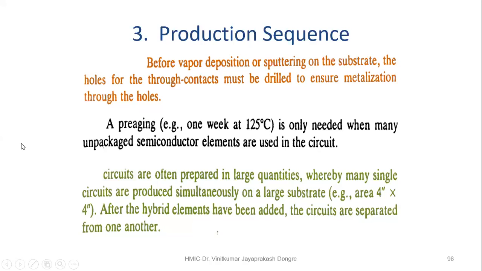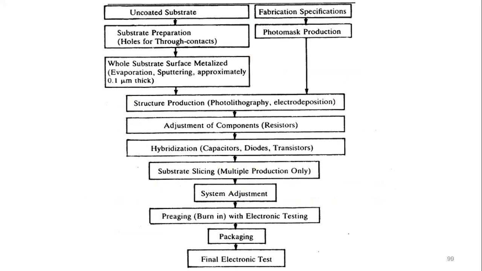Okay, so the main thing is that it is a complete batch process, and generally the area for one substrate is taken as 4 by 4 inch, irrespective of the size of your circuit. Some PCBs are of that shape. Maybe in 4 by 4 you may have 16 PCBs or more, but generally in this area the multiple PCBs are kept, and after doing all the processes and putting in all the hybrid elements, it is cut and given as separate parts. This is the procedure we are mainly going to discuss.